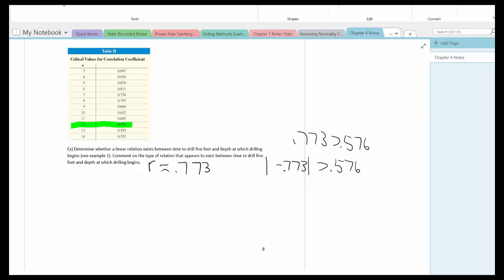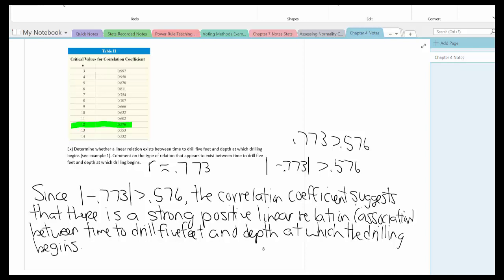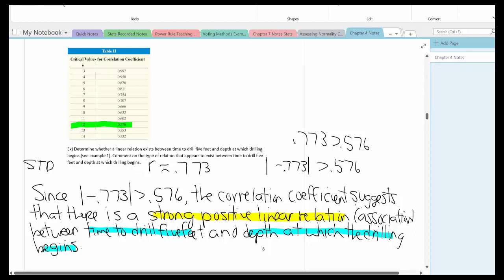Okay, so I'm going to write this out now. Since the absolute value of 0.773 is greater than 0.576, the correlation coefficient suggests that there is a strong positive linear relation between the time to drill 5 feet and the depth at which drilling begins. So again, we're talking about an STD for this. The strength, the type, and the direction is being explained here. Again, make sure you talk about the two things that we're comparing. In this case, the time to drill 5 feet and the depth at which drilling begins.